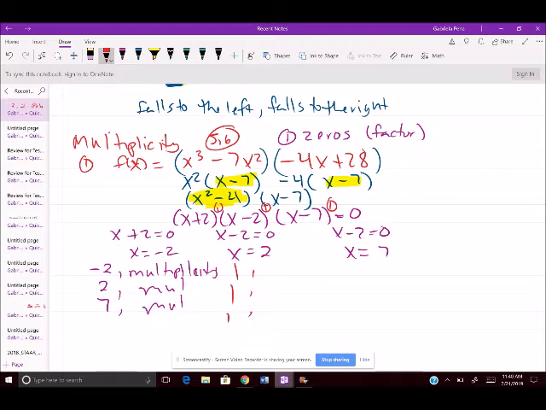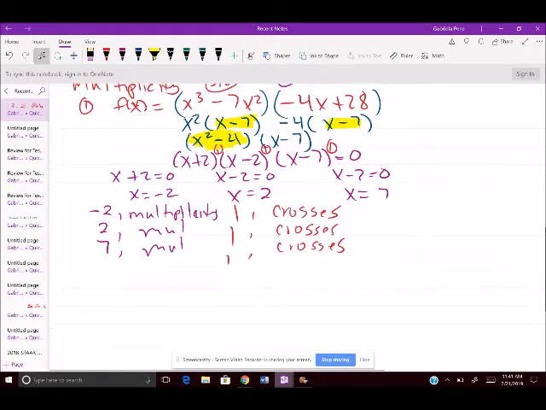When it is a multiplicity of 1, does it touch and turn back around, or does it cross? It crosses. Very good. Crosses the x-axis. I'm not going to write everything out. Now, you could graph it also, but if your multiplicity is odd, it crosses. If your multiplicity is even, it touches and it turns around. Are we okay with that?